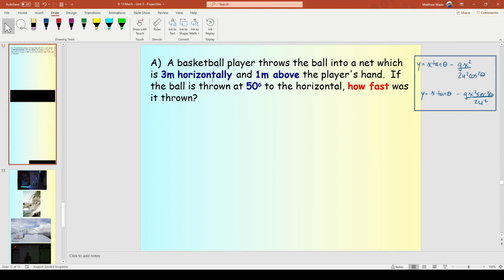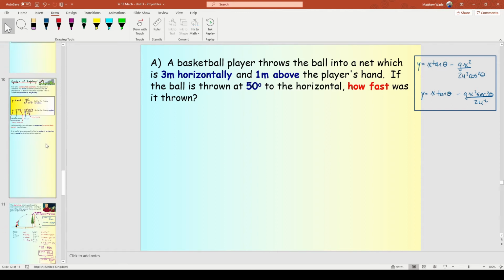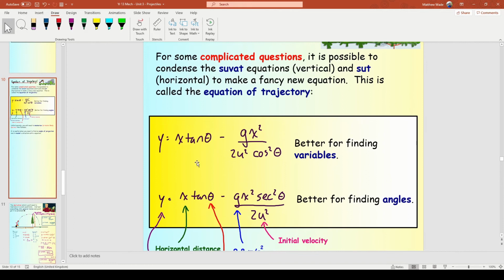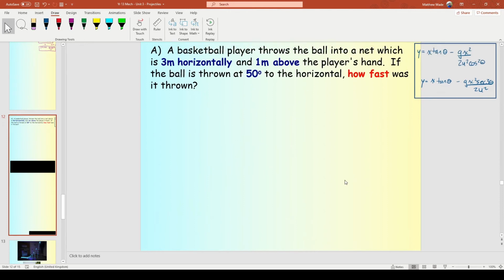So here we go. A basketball player throws a ball in a net which is 3 meters horizontally and 1 meter vertically above the player's hand. The ball is thrown at 50 degrees to horizontal. How fast was the ball thrown? So we're after u. Now, my buddies, which one do we want? Well, I wouldn't use these, but here you go. This top one is the better one for variables because the trig is just everywhere. And if you're just going to pop a number in, it doesn't matter where the trig is. So let's check it out.